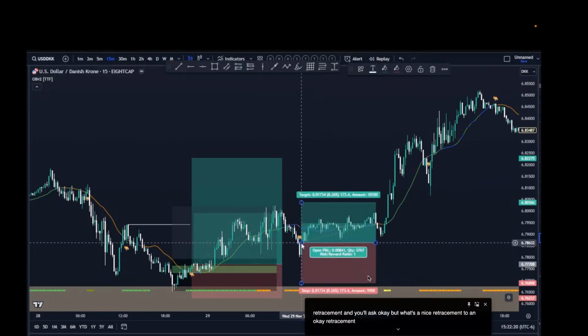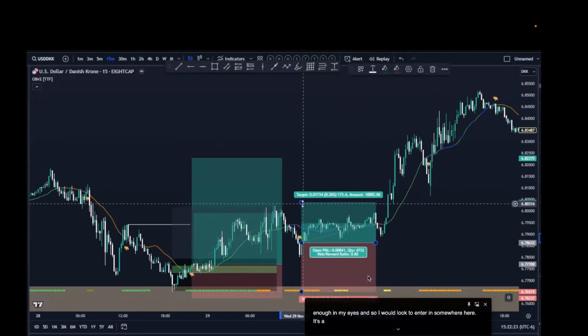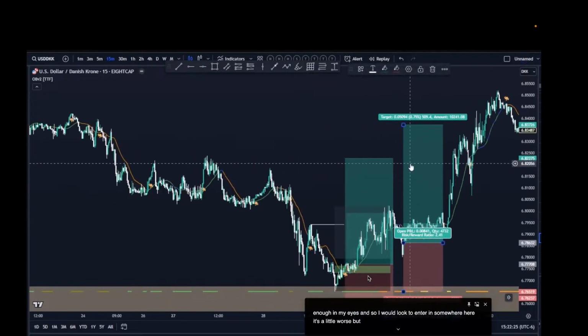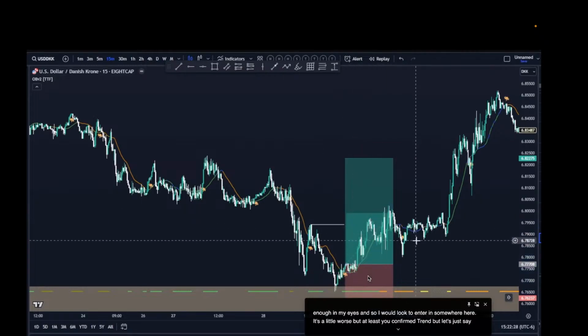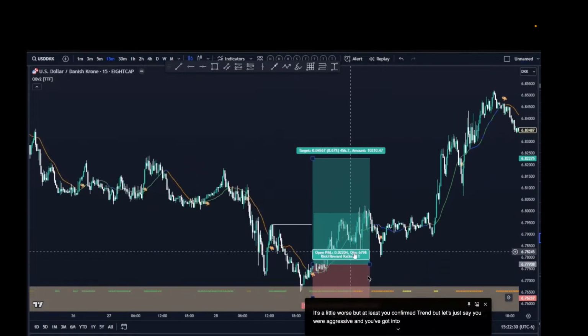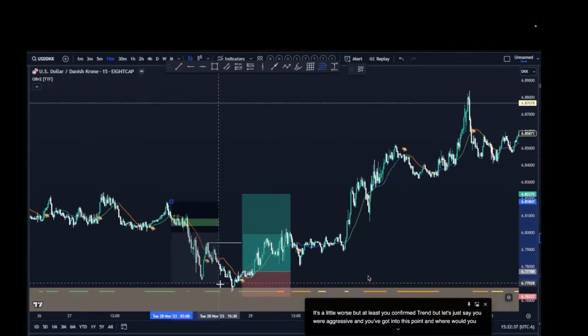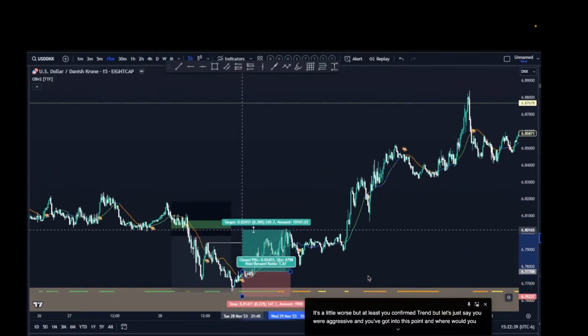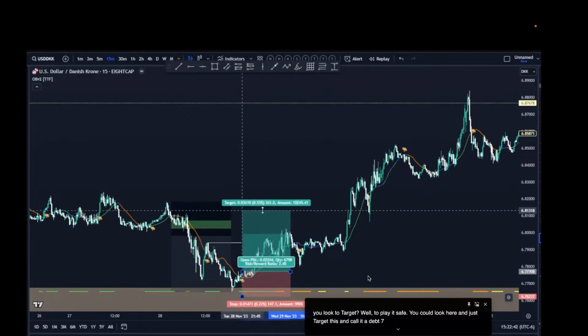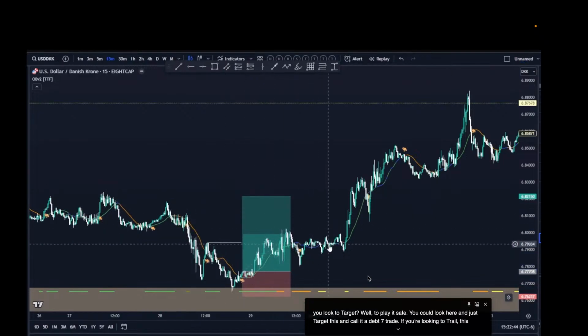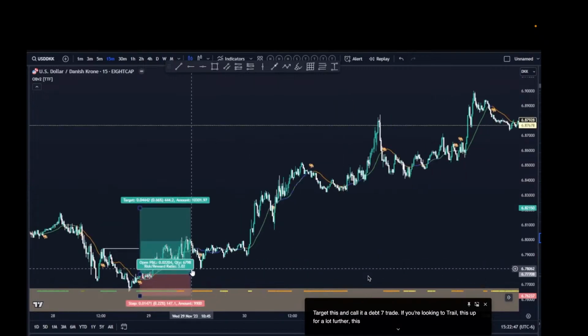And so I would look to enter somewhere here. It's a little worse, but at least you confirm trend. But let's just say you were aggressive and you got into this point. And where would you look to target? Well, to play it safe, you could look here and just target this and call it a day. 1.7 trade. If you're looking to trail this for a lot further, this is personally what I would do.